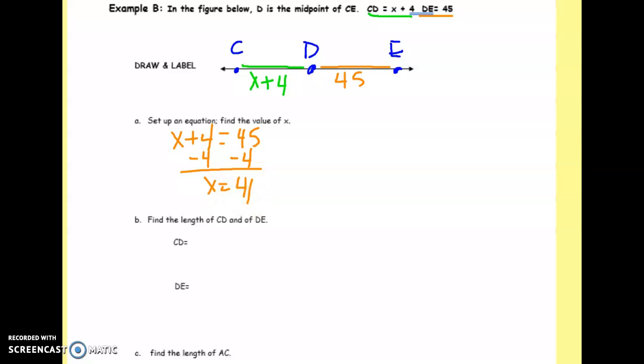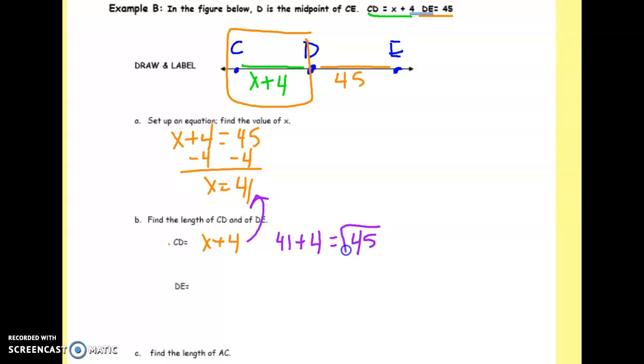So it's taking a step farther, finding the lengths of each side. CD is over here on the left. CD is x plus 4. But remember, we just solved for x. X is 41. So I'm evaluating it, plugging in that value for x, and I find that CD is equal to 45. If I look at DE, here is my DE segment. There is no mystery to it. It just tells us it is 45.